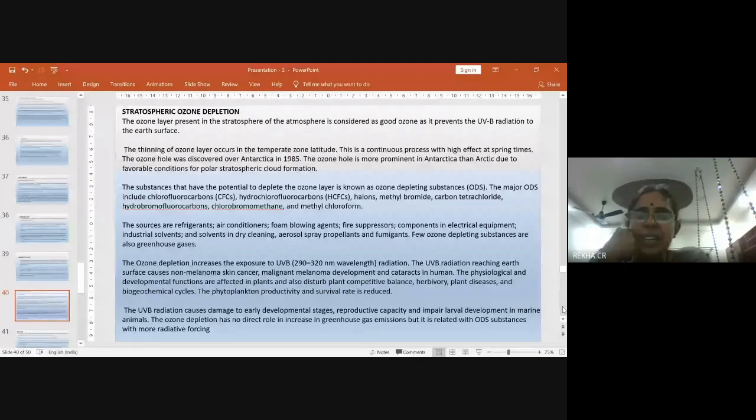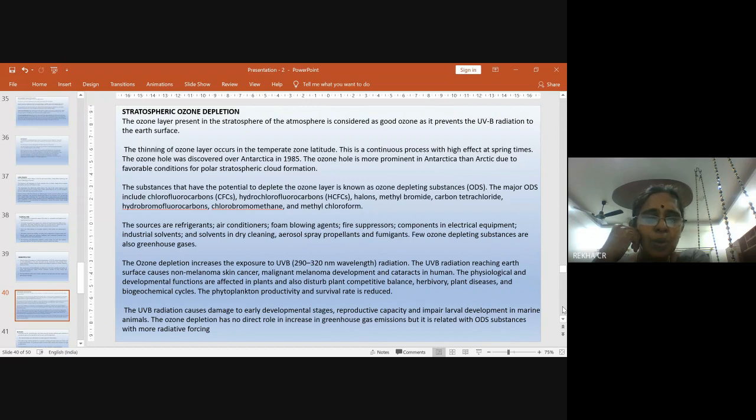So the main reasons for depletion of this ozone layer are the ozone depleting substances like CFCs, HCFCs, methyl bromide, carbon tetrachloride, hydrobromofluorocarbons, chlorobromomethane, etc. The sources of these ozone depleting substances are refrigerants, air conditioners, foam blowing agents, fire suppressors, electrical equipment, industrial solvents, solvents in dry cleaning, aerosol spray propellants, and fumigants.